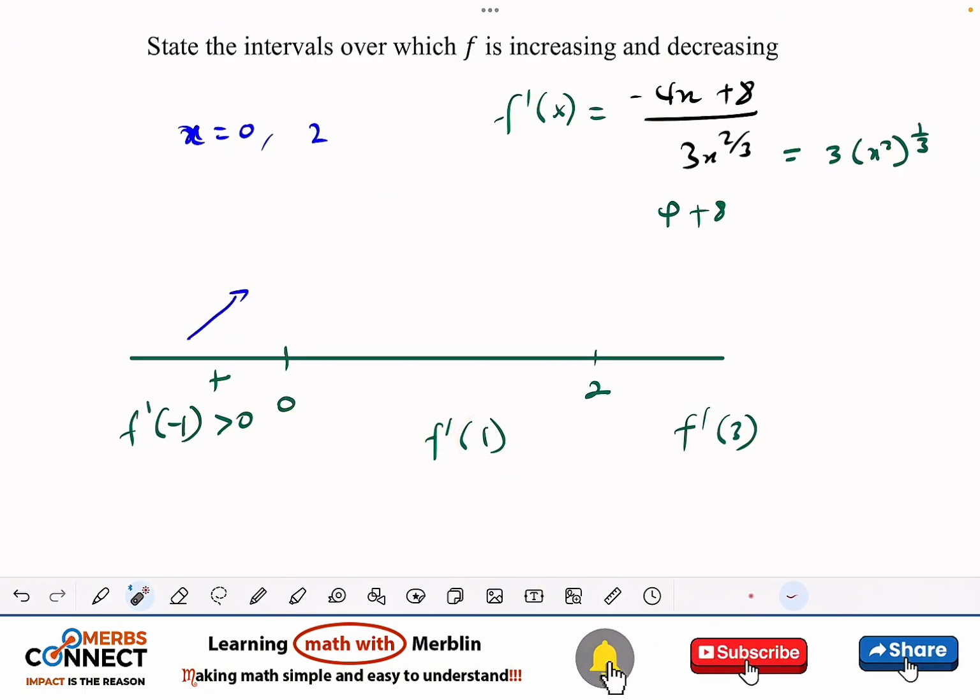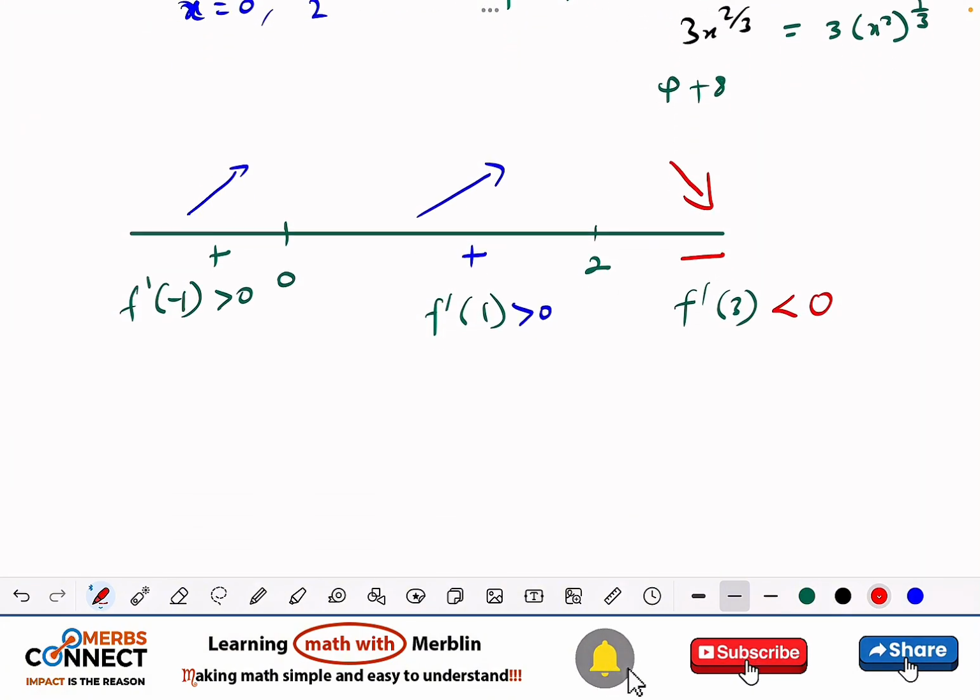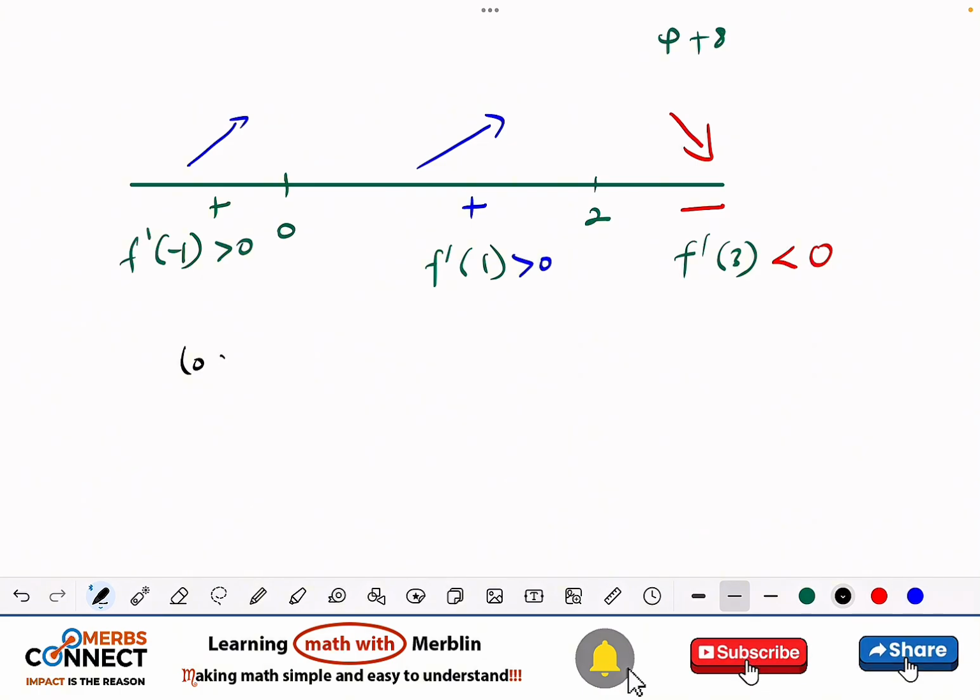Plug in 1. 1 at the denominator will be positive. 1 here, when I plug in 1 here, this will be minus 4 plus 4, which is plus 4. So this one too is going to be also greater than 0. And I'm going to have positive and still increasing. And then I look at 3, plug in 3 here. 3 times this is going to give us minus 12. Minus 12 plus 8 is going to give us something like negative. And the denominator is still positive. So negative divided by positive is still negative. So it's less than 0. This is negative, and this is going to be what? Decreasing.